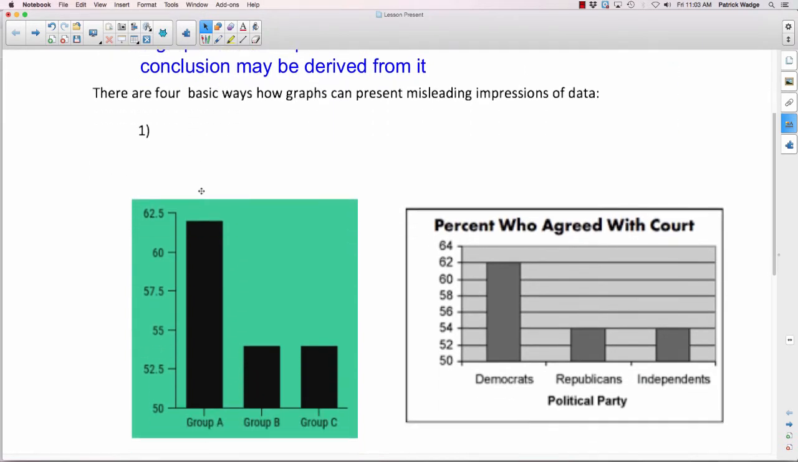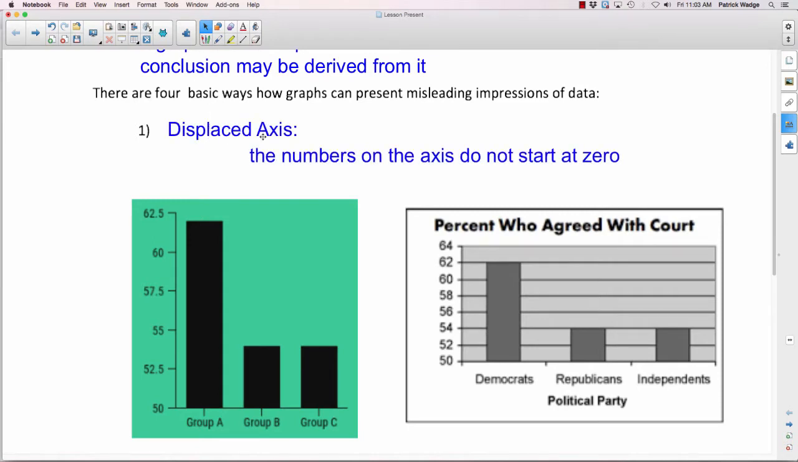Okay, number 1. This is the most common way, in my opinion. The number 1 way to make a graph misleading is called displaced axis. What that means is the numbers on the axis do not start at 0. If you look at this graph here, it starts at 50. And this one starts at 50 as well. Anyway, it could start anywhere and it would be misleading.